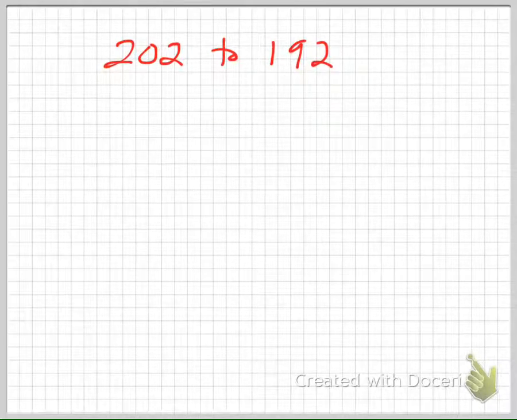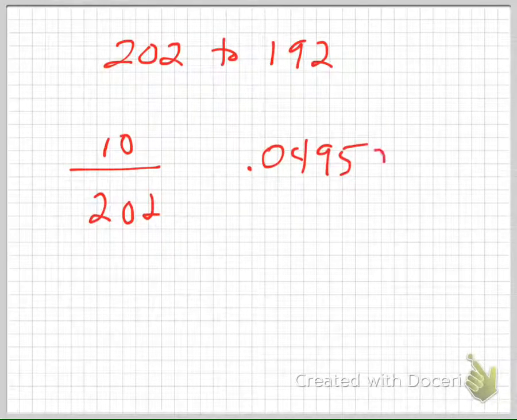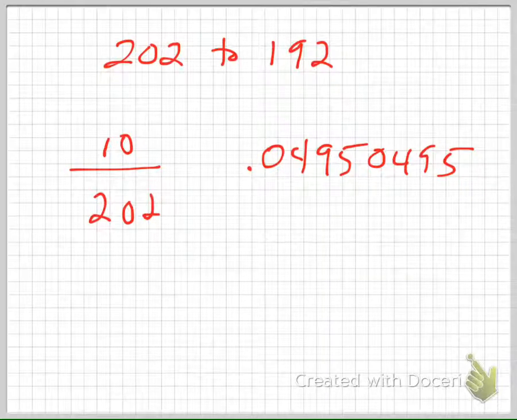So here we go. 202 to 192. Change over the original. The original was 202. The change? 10. 10 divided by 202. What does it say on the calculator exactly? Point what? Say it again. Point 0, 4. Okay, so it's one of those that repeats, right? Okay, whatever. Where's the tenths place?